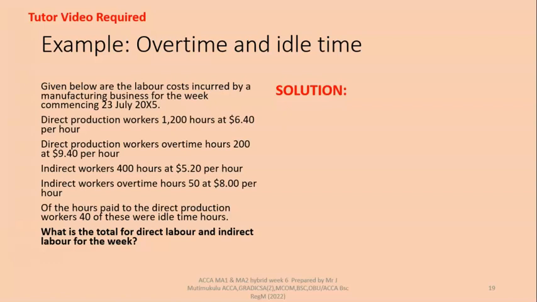Indirect workers, 400 hours at $5.20 per hour. Indirect workers overtime hours, 50 at $8 per hour. Of the hours paid to the direct production workers, 40 of these were idle time hours. What is the total for direct labor and indirect labor for the week? Let us just be systematic. Let's start by calculating direct labor cost.